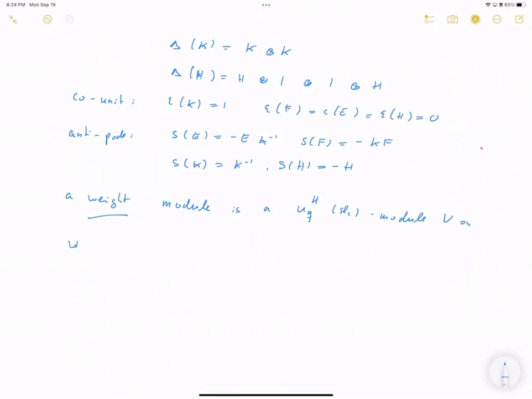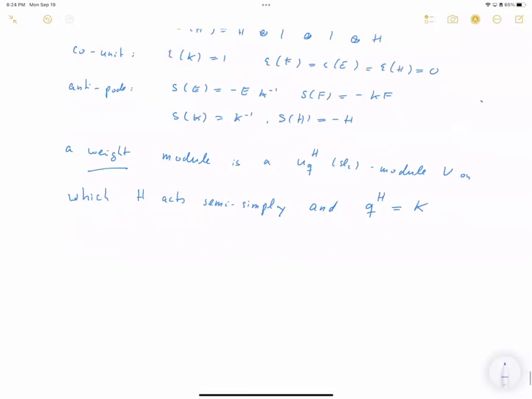And what do we want? First of all, we want the usual weight condition. This means we want the Cartan subalgebra to act semi-simply. So here, this H plays the role of that. It acts semi-simply. And we want H to act like a logarithm of K. This means we want this relation as operators on V.